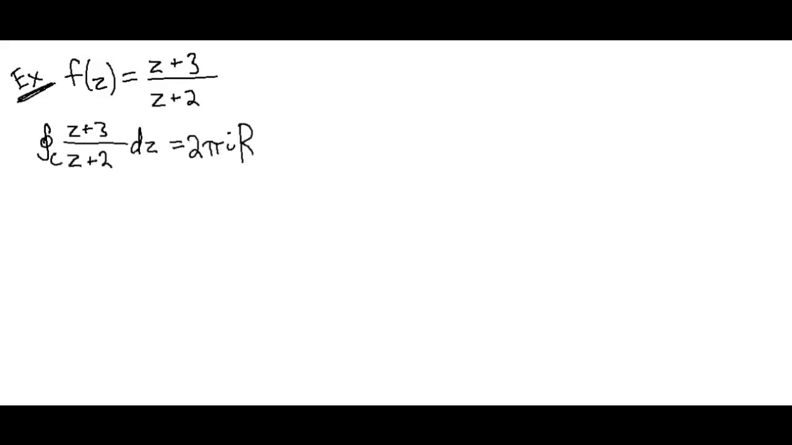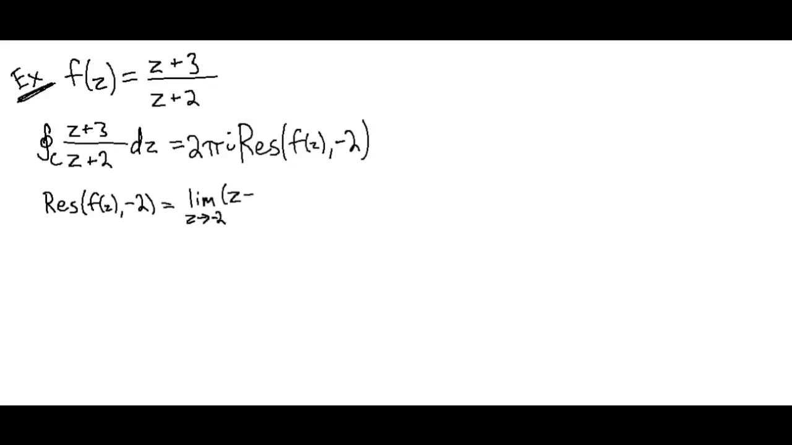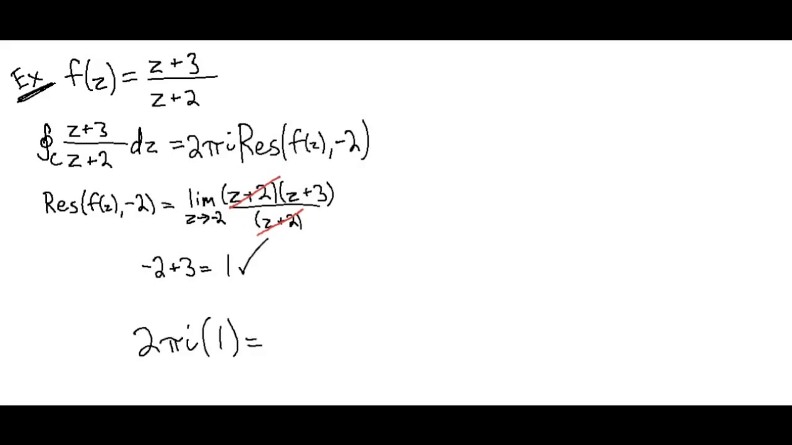Now it's time for an example. Let's start off with a simple one. Our function is f equals z plus 3 over z plus 2. Our pole here is z equals -2. The integral of a region around that pole is 2 pi i times the residue of the function at z equals -2. We multiply the function by z plus 2 and take the limit of what's left as z goes to -2. We are left with the value of 1. So the integral of this function is 2 pi i times 1, which is 2 pi i.